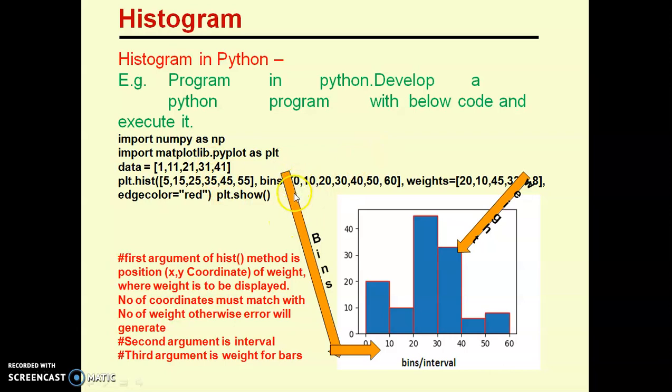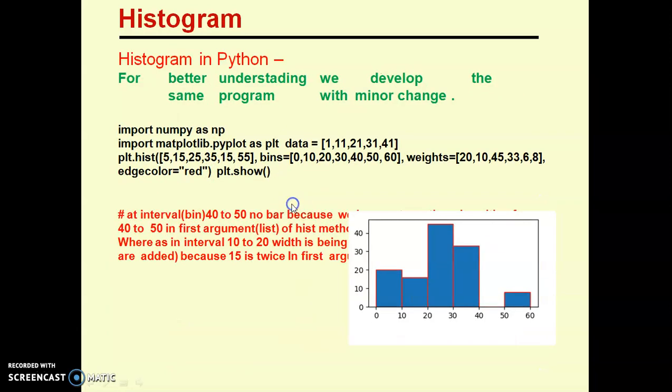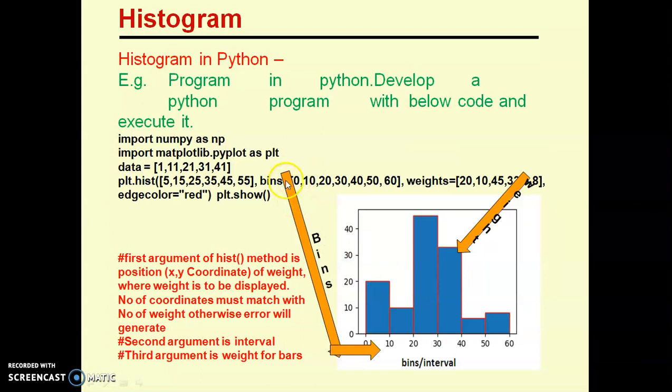Now I have to give the class intervals. Now bins 10, 20, 30, 40, 60. Look, bins are there starting from 0. We have to give the starting point also. If I start from 10, it will start from 10. 0, 10, 20, 30, 40, 50, 60.